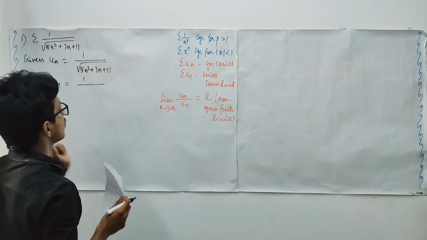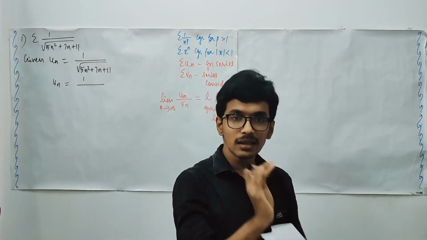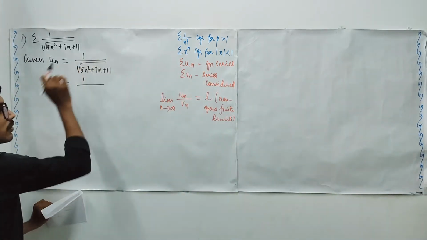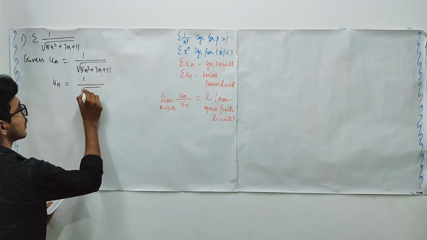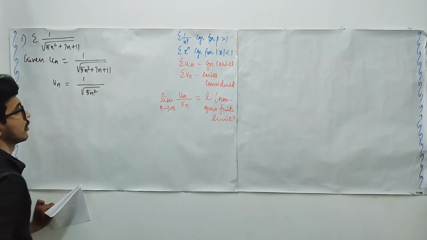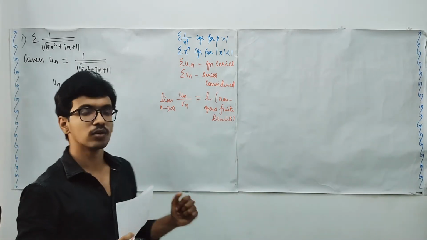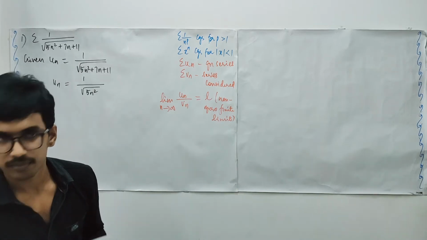In the denominator, what is the highest power of n? Under the root, we have 5n square. This is the largest term, so take that itself as your vn. If you feel this is quite difficult for you to work with, leave that 5.